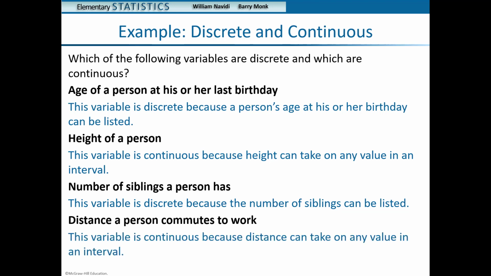And then finally, distance a person commutes to work. Again, this is another example of a continuous variable, because similar to height, distance can take on any value within some interval. It's not restricted to just fixed values, like 10 miles or 20 miles or 30 miles. You could also have 20.5 miles or 18.379 miles. So distance can be a whole number, a decimal number, or a fractional number. There's no restrictions on that, so there's an infinite number of possible values that could represent a distance. So that represents a continuous variable.